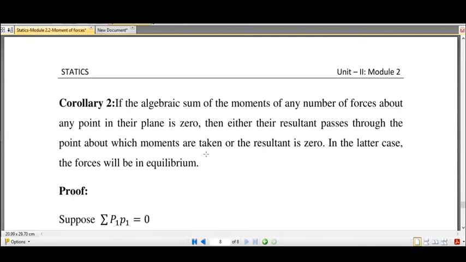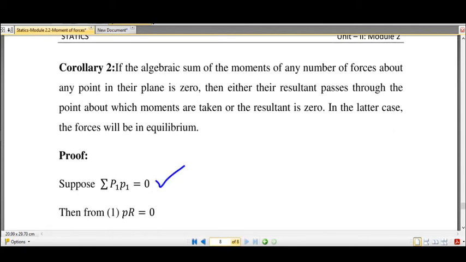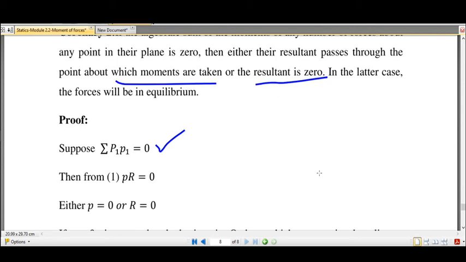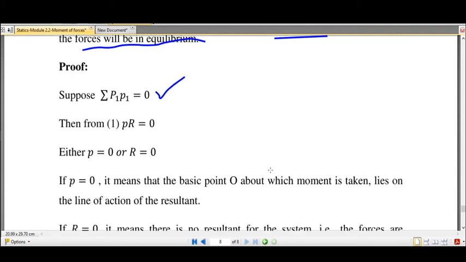The next, corollary 2, says that if the algebraic sum of the moments of any number of forces about any point in their plane is equal to 0, then either the resultant passes through the fixed point O about which the moment is taken, or the resultant is 0. The latter case, that is when the resultant is 0, the forces are called equilibrium forces.